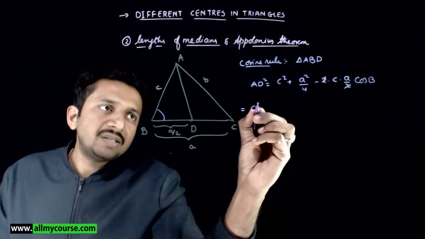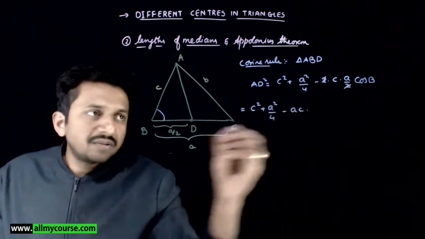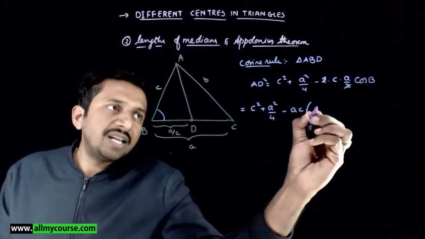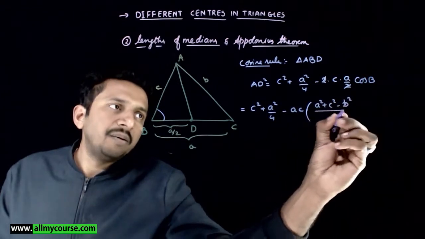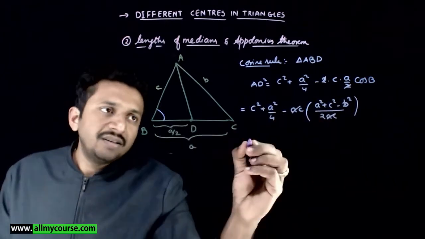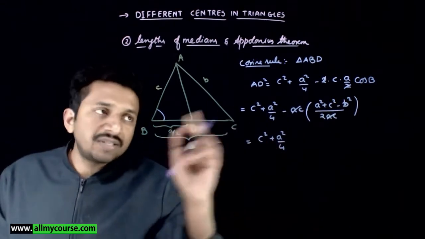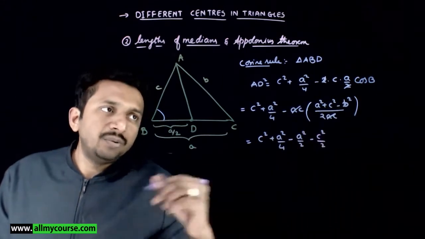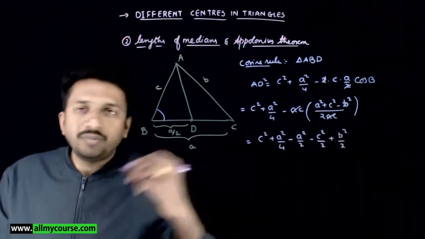That is equal to c square plus a square by 4 minus ac times cos B. What is cos B? Cos B can be expressed in terms of a, b, c. Cos B is nothing but a square plus c square minus b square by 2ac. And this ac and this ac get cancelled. That is equal to c square plus a square by 4 minus a square by 2 minus c square by 2 plus b square by 2.